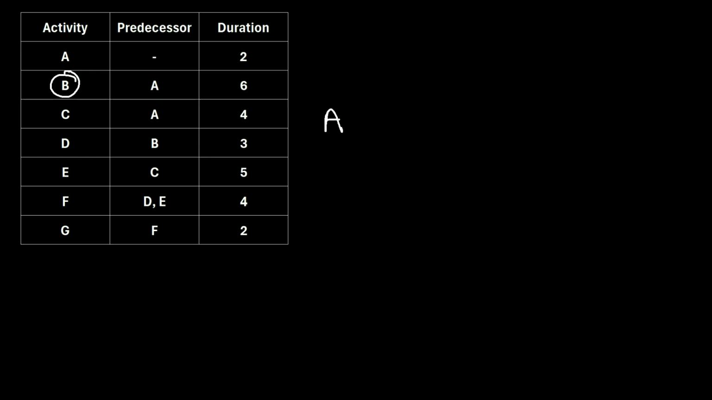Next, if we look at activity B, we can see that its predecessor is A, which means that activity A must occur before activity B can occur. So what we're going to do is draw an arrow from A to B. This just says, okay, activity A must happen first, and then activity B is allowed to happen. Then if we keep moving down the activity list, we'll come up to activity C, and we'll see that it also has a predecessor of A. So again, let's draw an arrow from A to C.